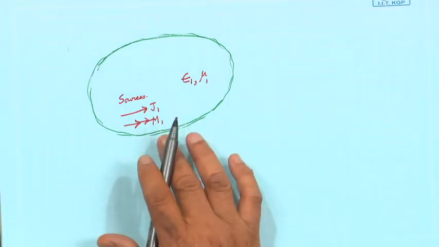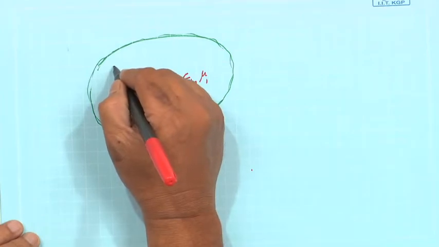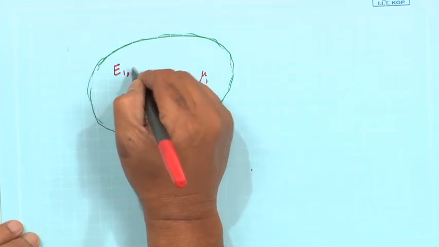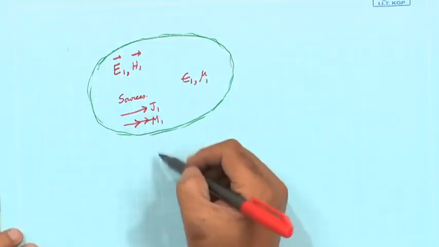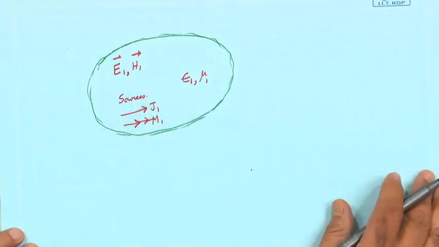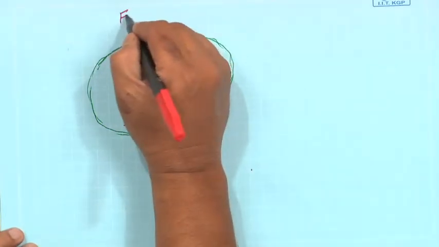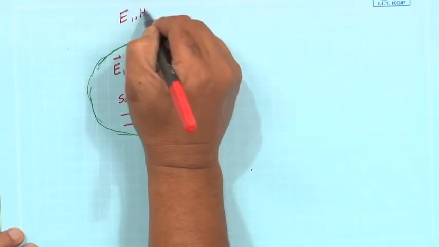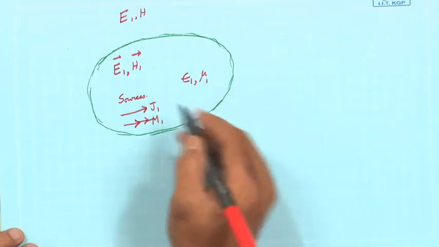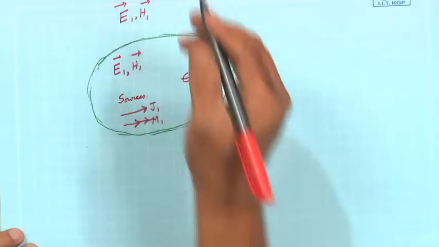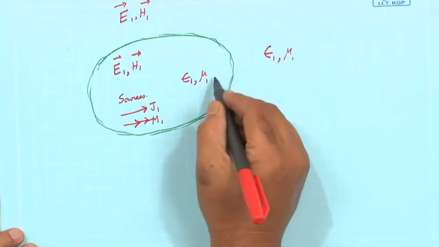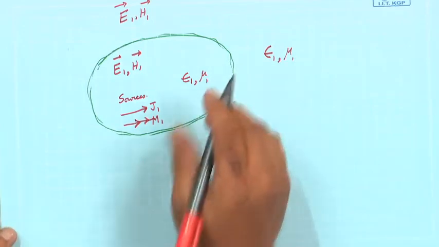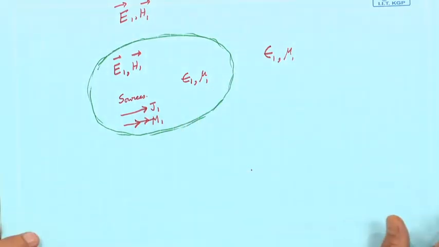So, these sources produce fields everywhere, let us say E 1 and H 1, because these are all time varying sources. So, they are producing E 1 and H 1. Here also they will be producing E 1, H 1, because this surface is an arbitrary surface. So, everywhere there will be E 1, H 1, and here also I write mu 1, epsilon 1. I am not talking about conductivity; that loss thing we have discussed, and more or less we can say it is a lossless medium.